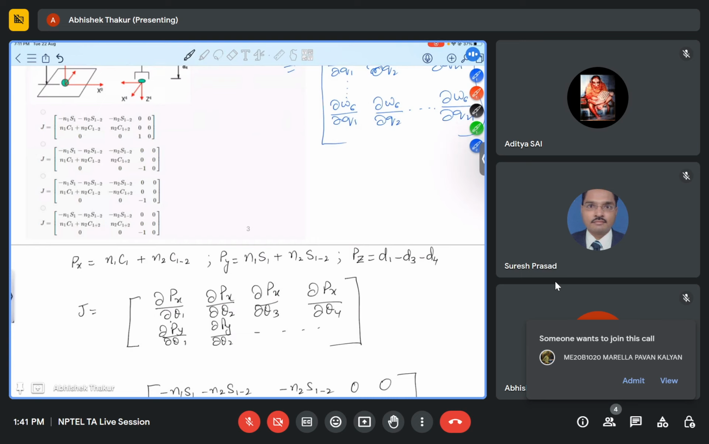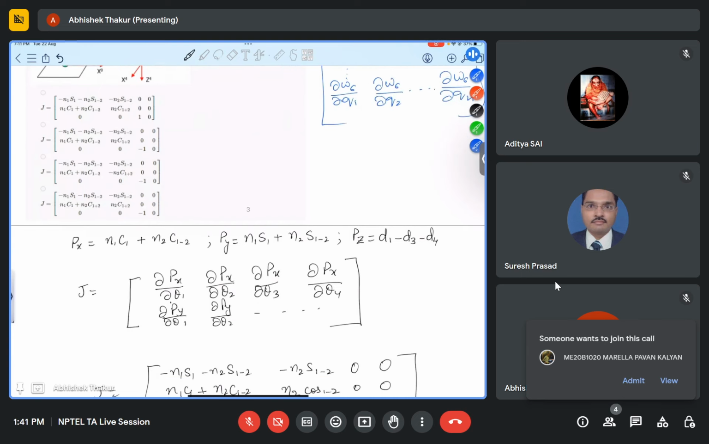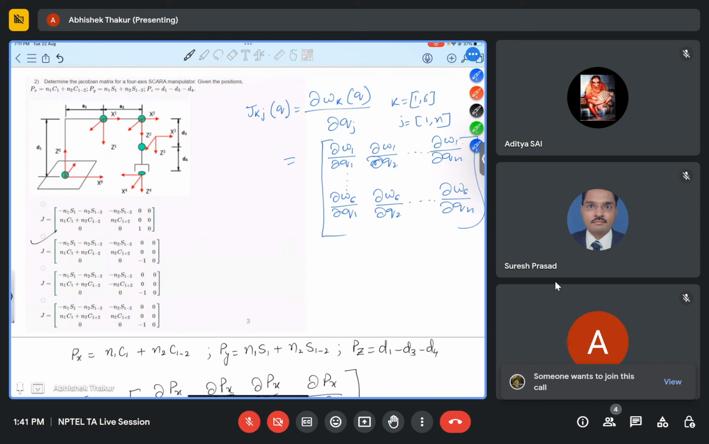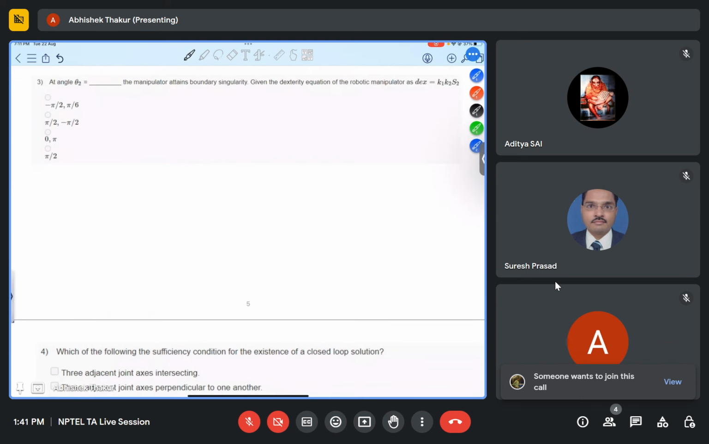So in this question, the correct option is option number 2. This is the correct option for this. Now moving on to the next question. In this question, it is asking at what angle theta 2 the manipulator attains the boundary singularity.